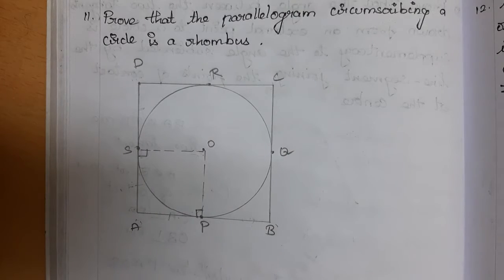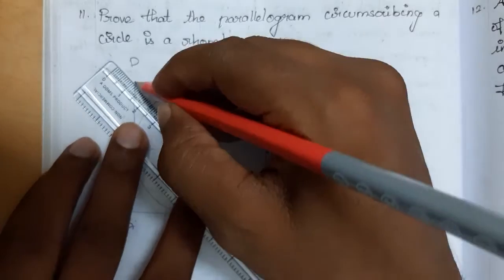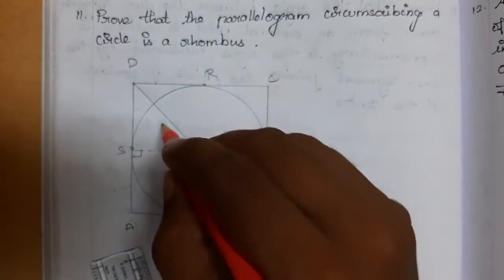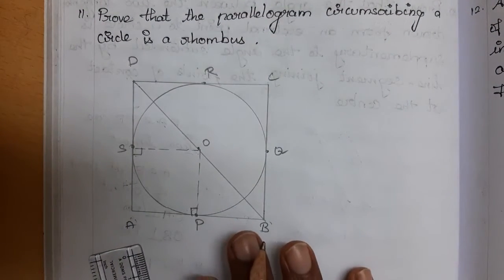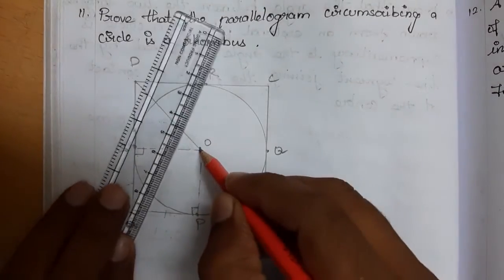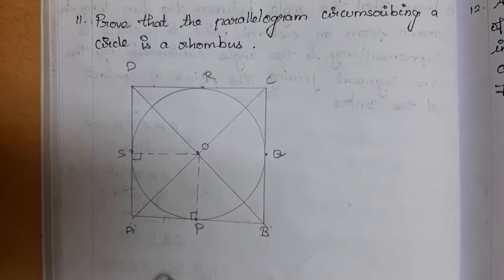So if we prove this side and this side are equal, then the whole side AD will be equal to AB, right? If I draw a diagonal here, then there are two triangles. If we prove them congruent, then we can say the sides will be equal, right? By the same way, we can prove for the other sides also.